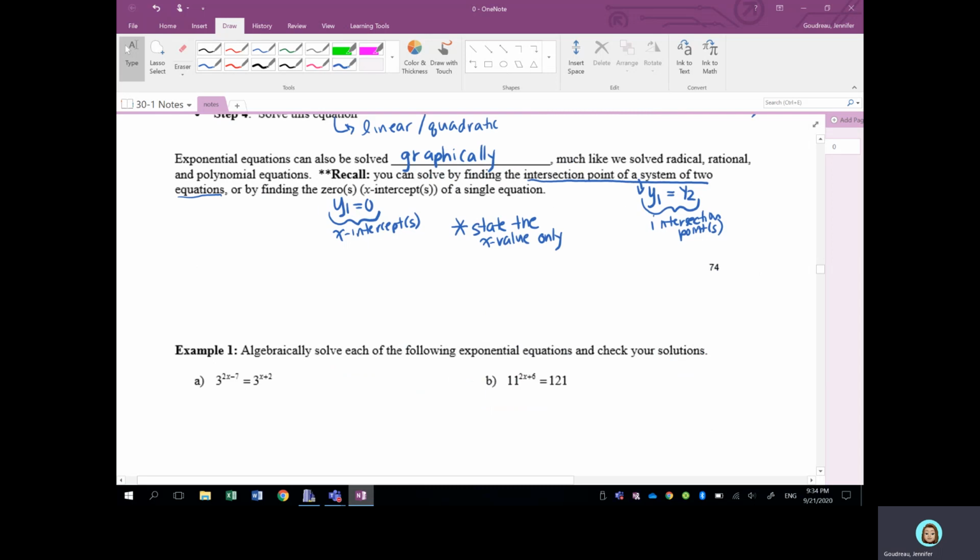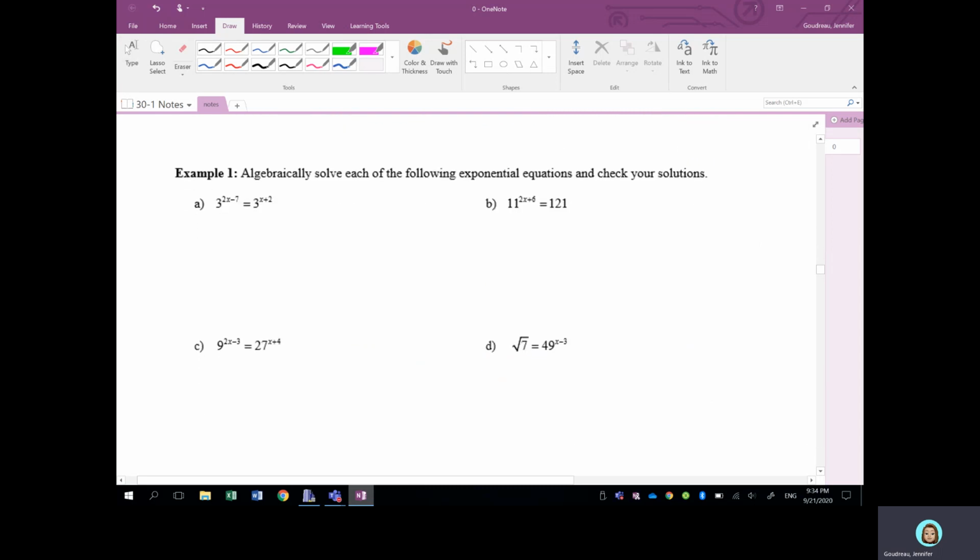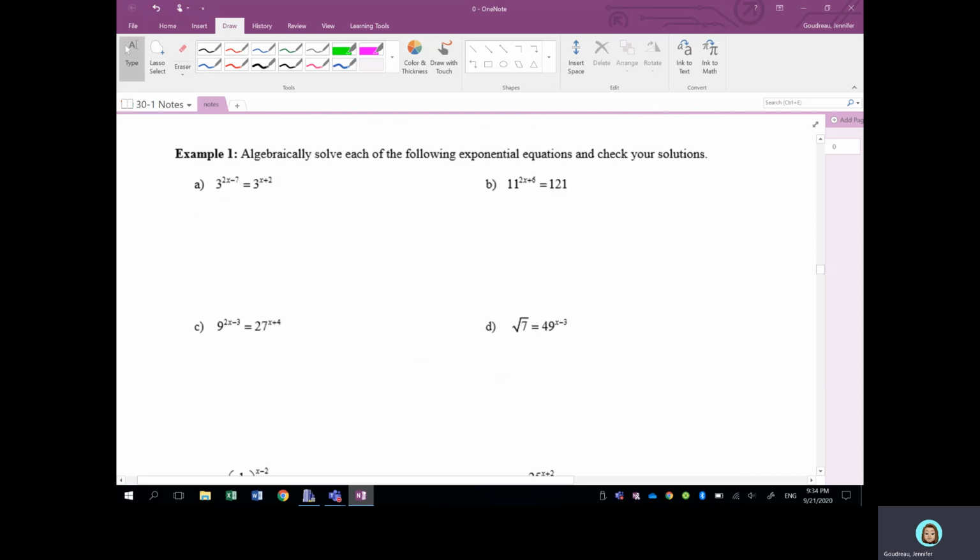Let's go ahead and solve some. So in this example, we are going to algebraically solve those exponential equations. We're going to check our solutions, and we are going to check it graphically, so we get that practice of solving graphically as well using our calculators. All right, here's our first equation: 3 to the power of 2x minus 7 equals 3 to the power of x plus 2.